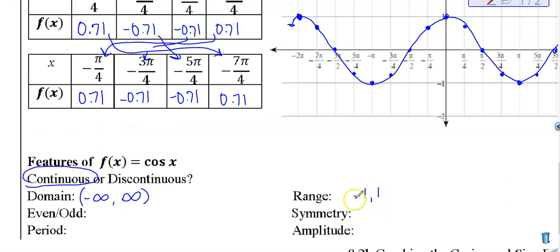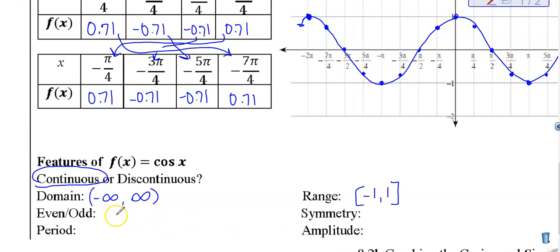Is it open or closed? It's closed because we're including negative 1 and 1. But it's going to bottom out at negative 1 and top out at positive 1. We've already talked about it being even. So its symmetry is across the y-axis.